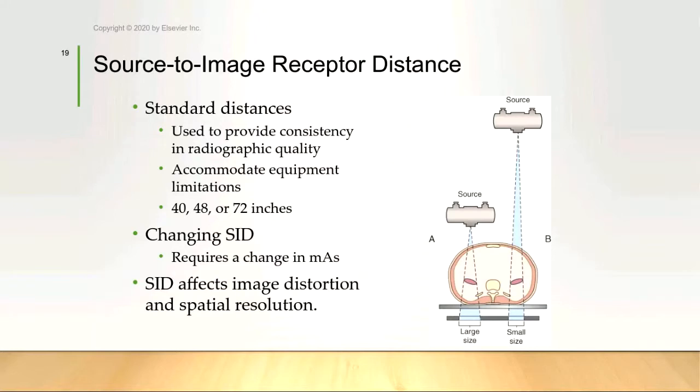And they also talk about that SID absolutely plays a part in our distortion and spatial resolution, because remember, the further away the source is, the more straight on those photons will actually strike the part. And the more straight on they strike, the better they image the anatomy. So you get improved spatial resolution and reduced distortion with a longer SID versus a shorter SID.